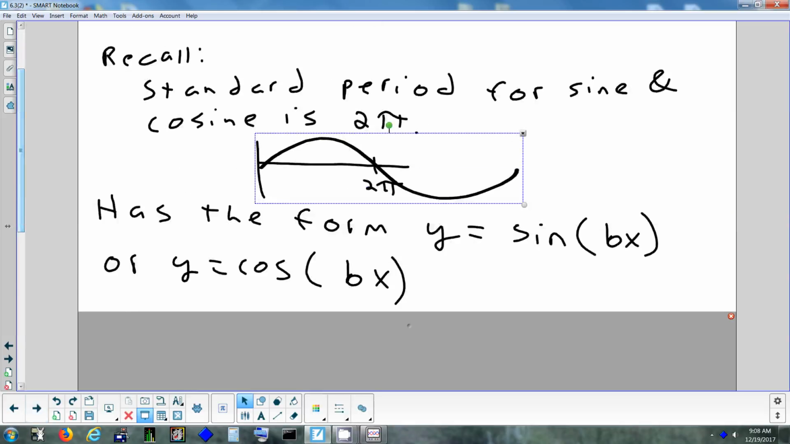Since it's a stretch, the operation involved in the equation is multiplication. But this time the multiplication is not in front, it's inside. All the stuff inside the parentheses, that's your horizontal stuff. And again, I labeled it with the letter B because now you should have a complete list of which transformations to do in which order. Phase shift, period change, vertical stretch, vertical shift. Those are the last two.